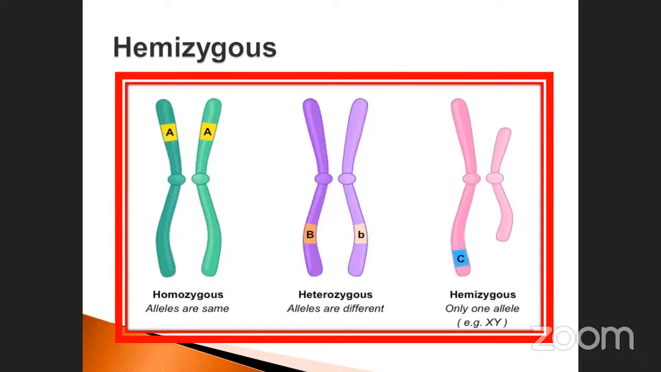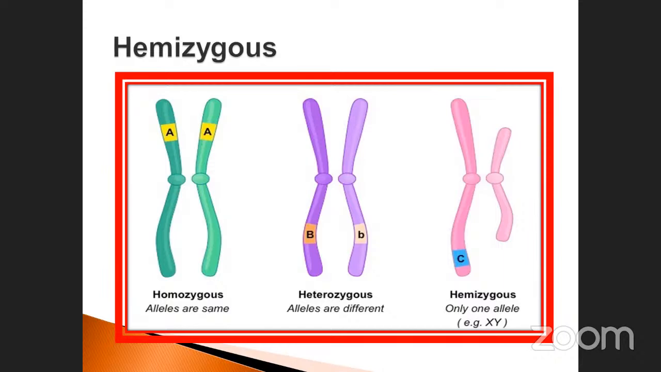See here, this is the normal one. Homozygous: the alleles are the same, capital A, capital A. Here, heterozygous. What is the meaning of heterozygous? Capital B and small b. This is the dominant allele, and this is a recessive gene. But in these two, two different types of alleles are present in it, capital B and small b. So such a condition is called heterozygous.